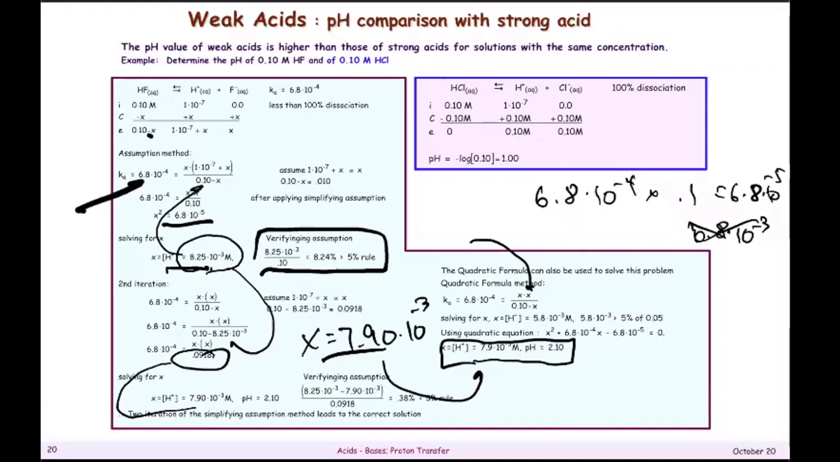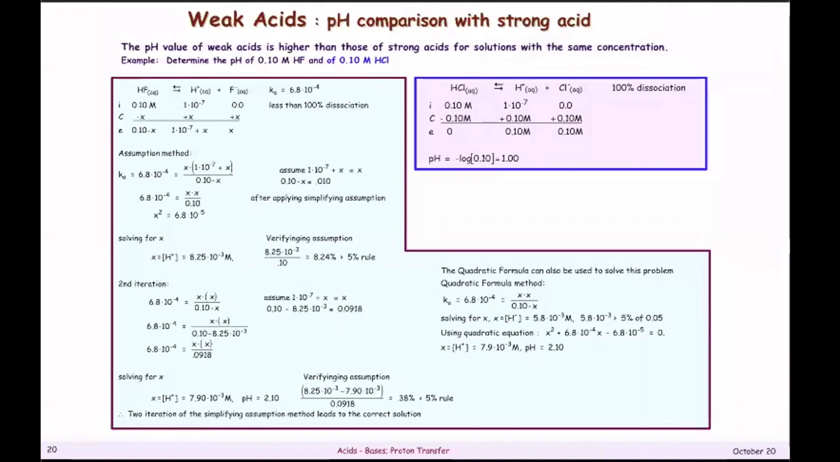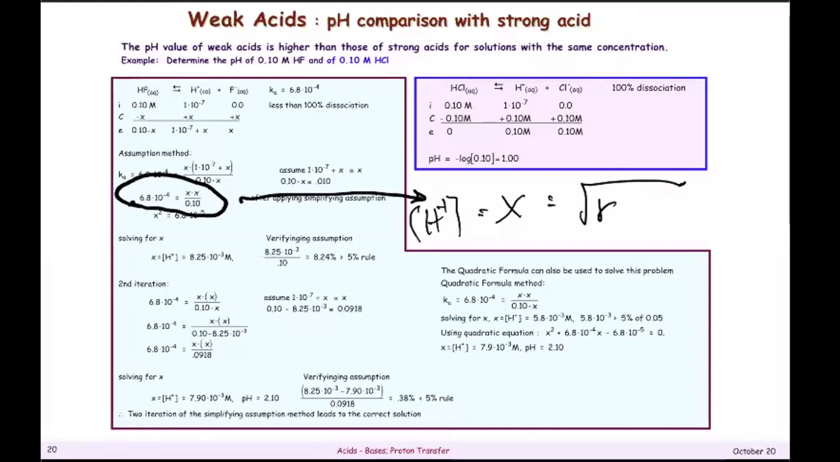The other thing I want to mention is this right here, because there's a shortcut. Whenever you have a weak acid, what do I mean by weak acid? You have a Ka about 10 to the minus 3 or smaller, 10 to the minus 4. Then you can always use this. X, which is generally your hydrogen ion concentration, is equal to the square root of the Ka times the initial concentration of your acid. Because that's what this is right here.